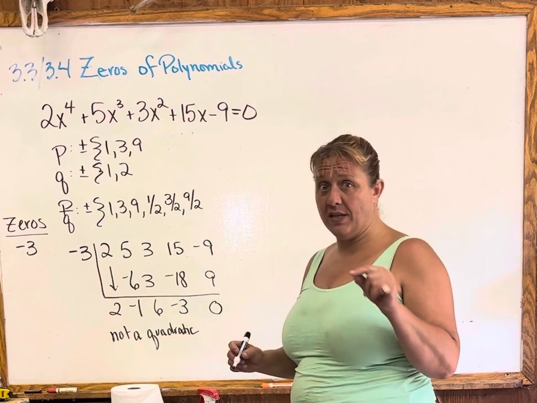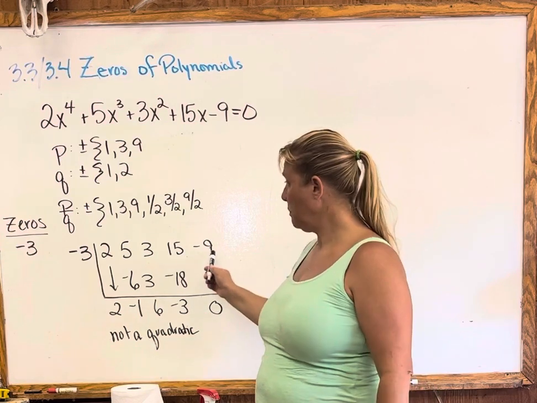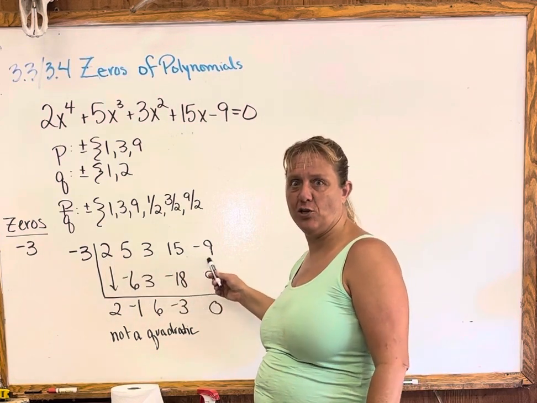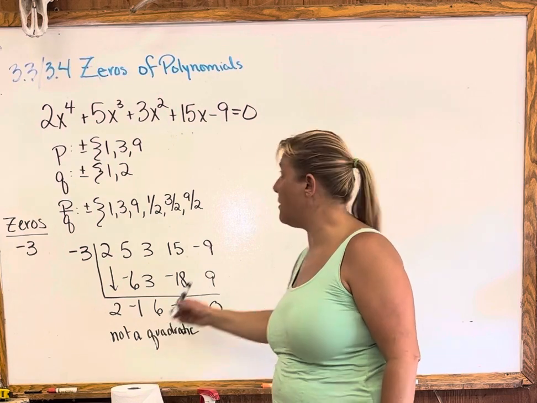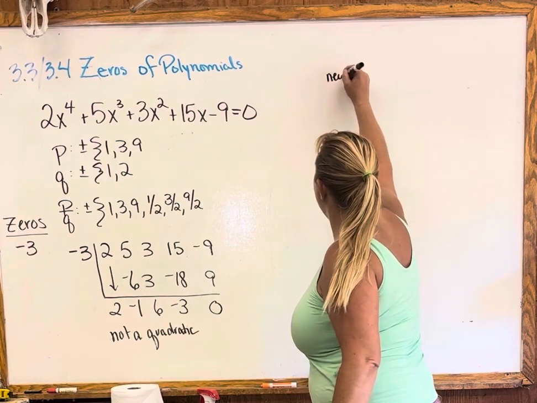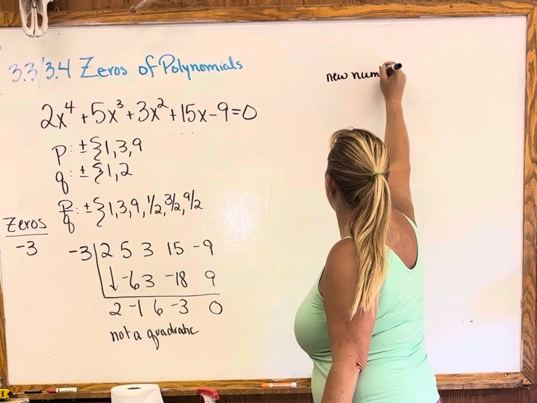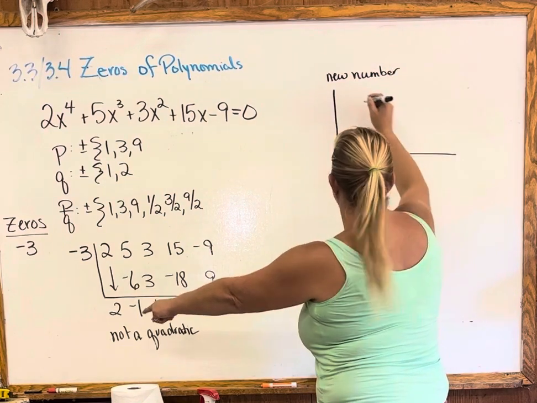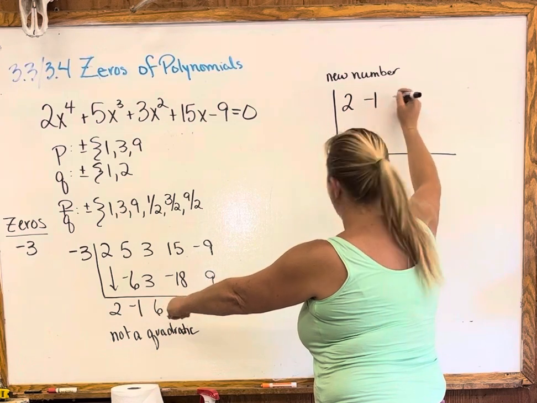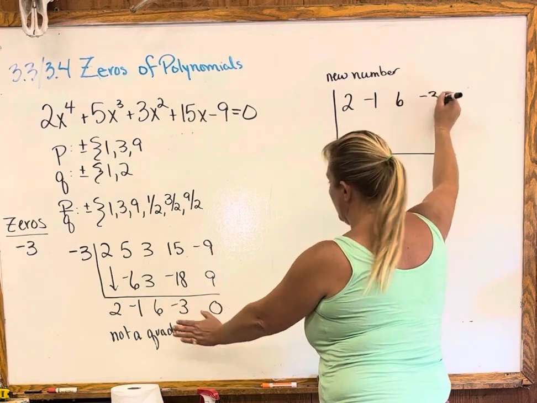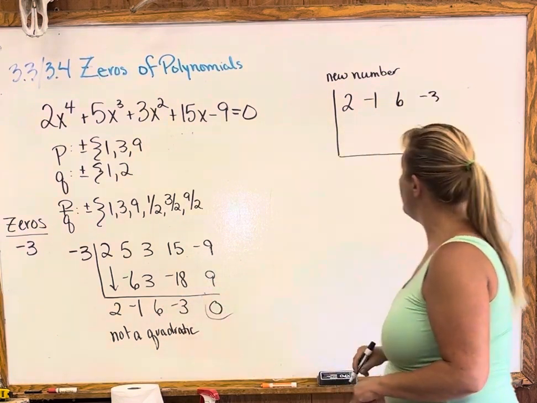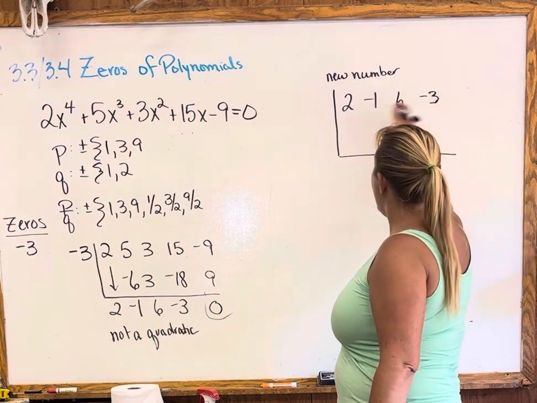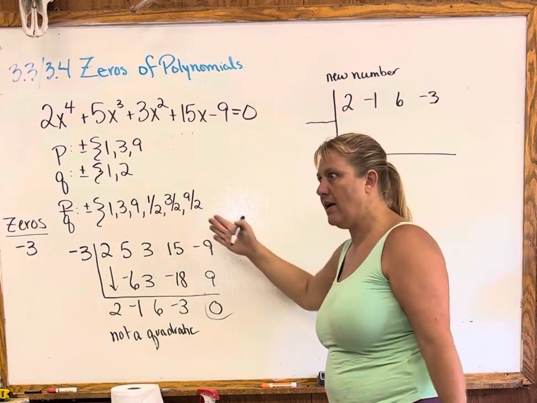But when we go to do the synthetic division again, we're not going to use the original numbers. We're going to use the new numbers. So we're going to go new numbers. The quotient is what we're using. So we make our synthetic division box, and we're going to go 2, -1, 6, -3. Remember, this is the remainder, so we don't need it. Okay, so now we have our list.